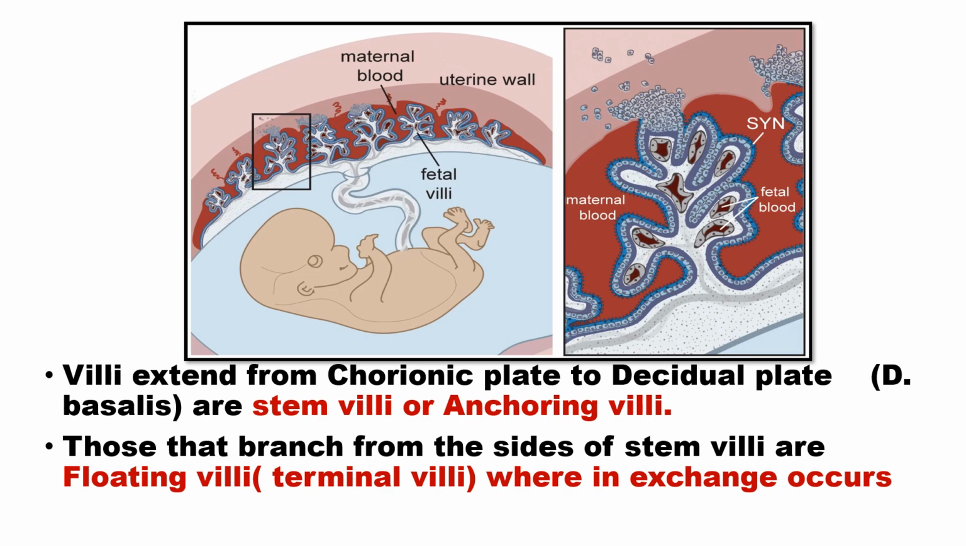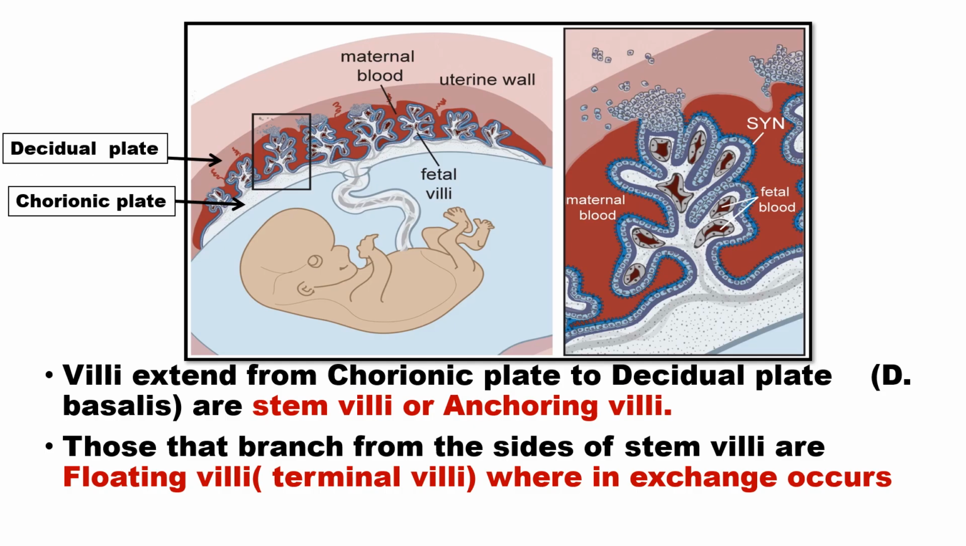Villi extend from the chorionic plate to the decidual plate, and these villi are known as stem villi or anchoring villi. Those that branch from the sides of the stem villi are floating villi or terminal villi. It is in these terminal villi, which are bathed with maternal blood, that the exchange of substances, nutrients and gases occurs.